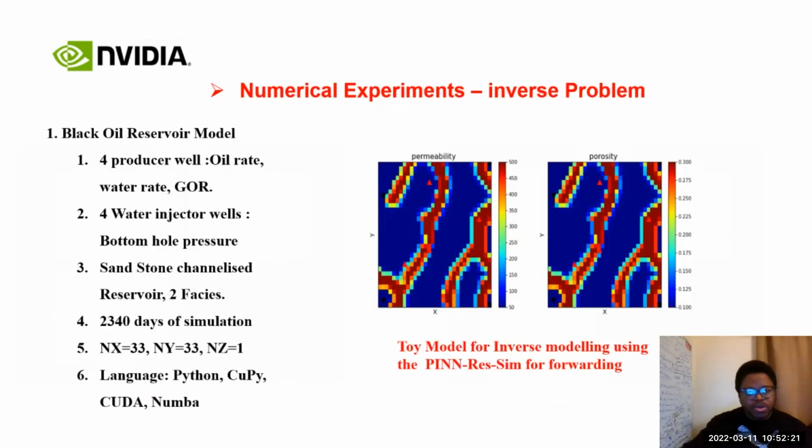The toy model I wanted to solve was a 33 by 33 probability field that is highly channelized. I have 4 producers and 4 injectors. The simulation is for 2,340 days, and all the lovely NVIDIA packages, CUDA, CuPy, Numba, were used in all of this. cuDNN was used for training. As we speak, I just ported my code into Modulus.